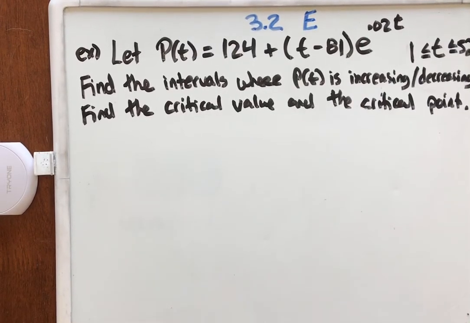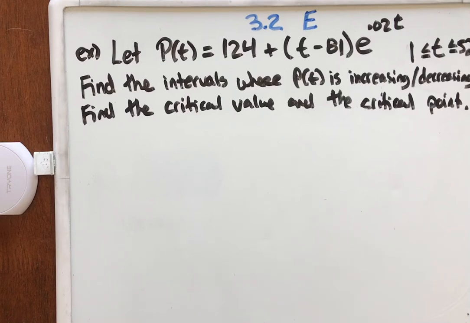3.2e. This is the last problem we're going to work on for this section. Example: let P of t equal 124 plus (t minus 81) times e to the power of 0.02t, where t is between 1 and 52 inclusive. Find the intervals where P of t is increasing or decreasing. Find the critical value and the critical point.